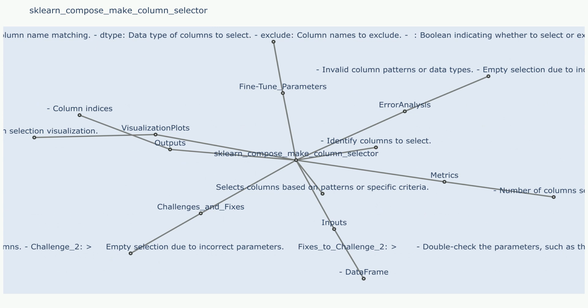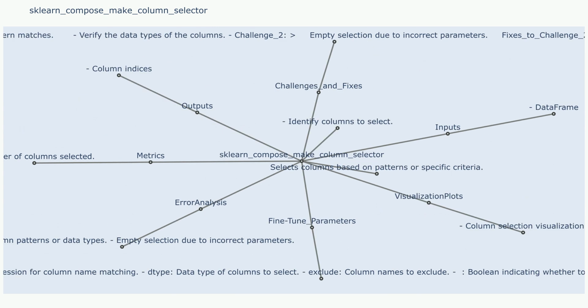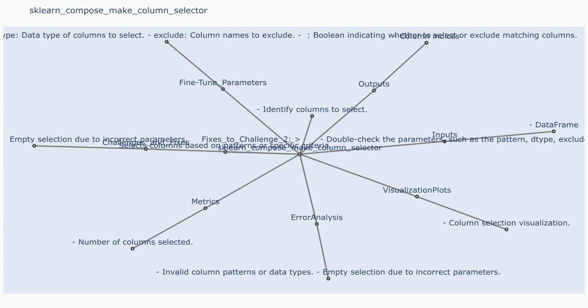Challenge 2: selecting columns based on data types might not always be sufficient, especially in datasets with mixed data types. Sample use case that resulted in challenge 2: a dataset containing features with both numeric and categorical data, but only numeric features are desired for a specific model. Fixes to challenge 2: consider using additional selection criteria, such as column name patterns or custom functions, to refine the column selection process. Use exclude or dtype include parameters to further specify the desired columns.